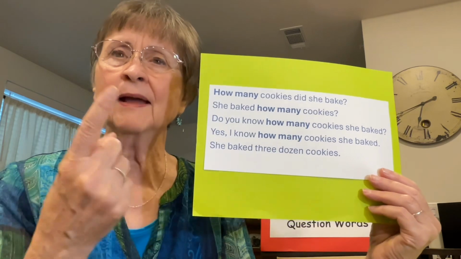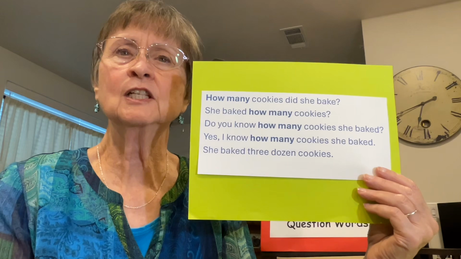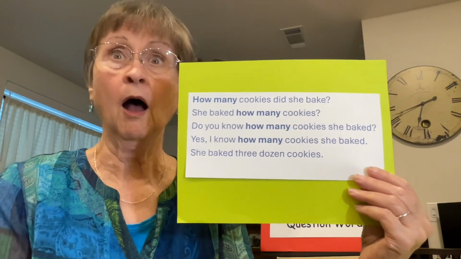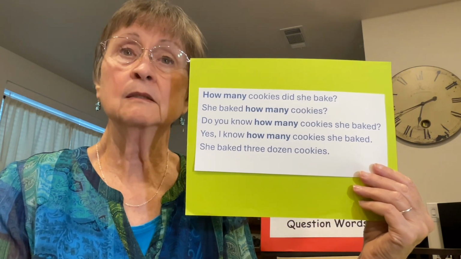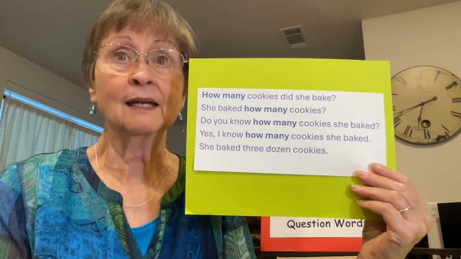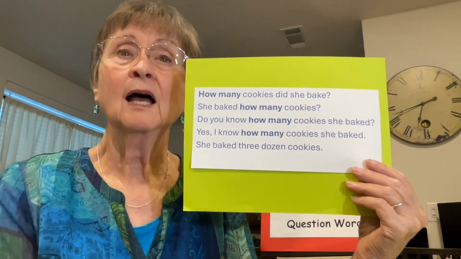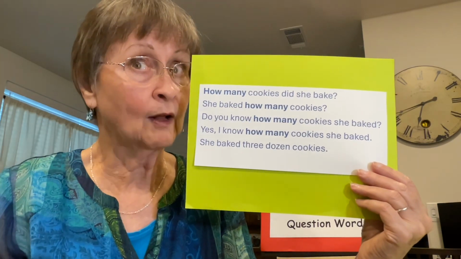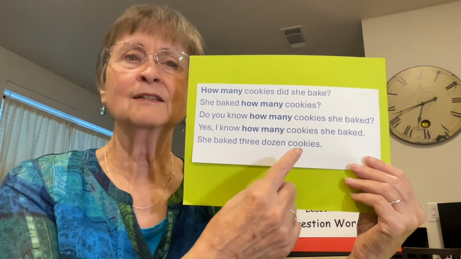How many, now I can count them. How many cookies did she bake? She baked how many cookies? I'm shocked. Do you know how many cookies she baked? Yes, I know how many cookies she baked. She baked 3 dozen cookies. A dozen is 12. 1, 2, 3, 4, 5, 6, 7, 8, 9, 10, 11, 12. 12, 3 times. She baked 3 dozen cookies.